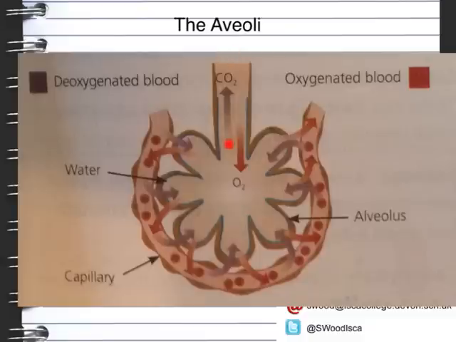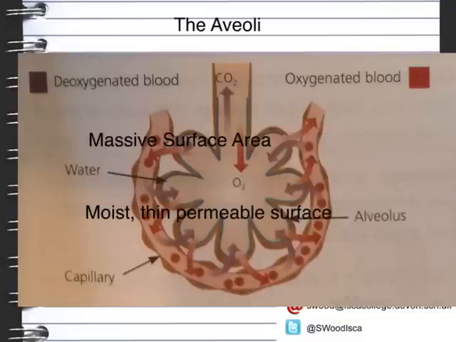Now the alveoli has adapted to do its job in several different ways. The first one is the very big, massive surface area. It also has a moist, thin, permeable surface which is only 1 cell thick to allow for that gas exchange to occur. It also has a very good blood supply to allow that blood to get there and provide the gas exchange.